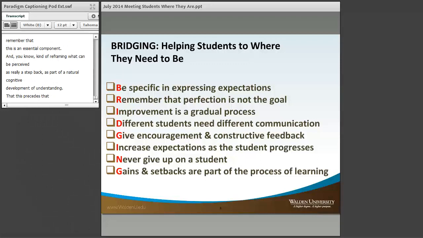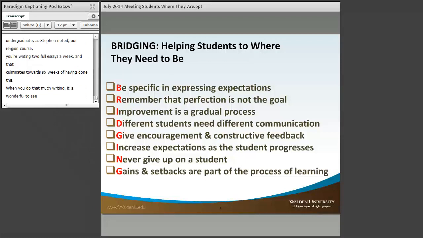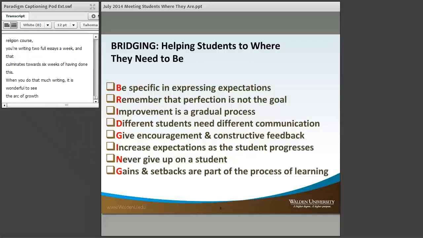And the other thing about a high volume of writing courses, some of our 6-week courses at the undergraduate level, where, as Stephen noted, in our religion course, you're writing 2 full essays a week, and then that culminates towards 6 weeks of having done this. When you do that much writing, it is wonderful to see the arc of growth that occurs, because good feedback in writing does present an opportunity for that kind of escalation.